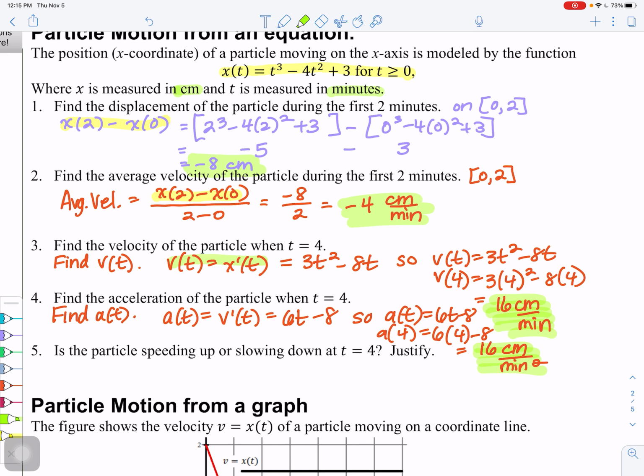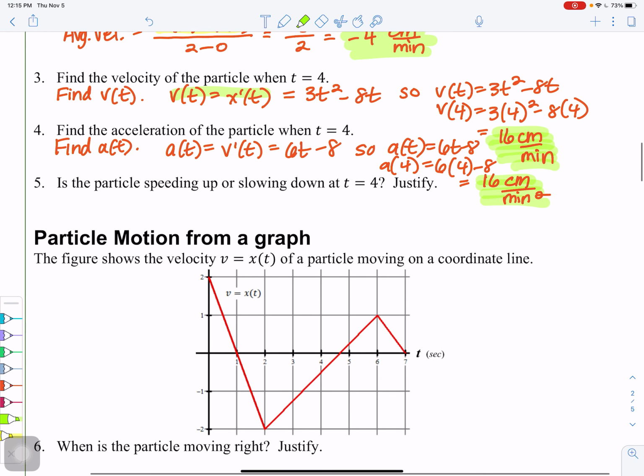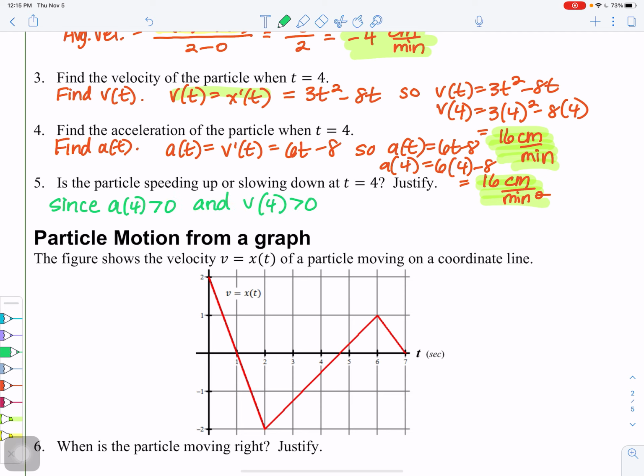So now the question is, is the particle speeding up or slowing down at t equal to 4? So at t equal to 4, why don't I just write it like this? Since a of 4 is positive and v of 4 is positive, the particle is speeding up. They have the same sign. They are both positive.